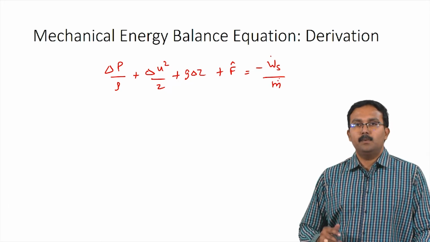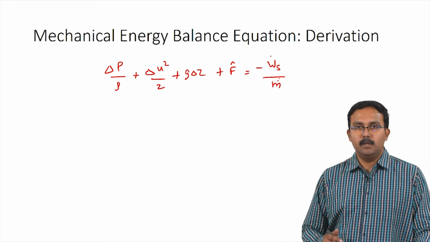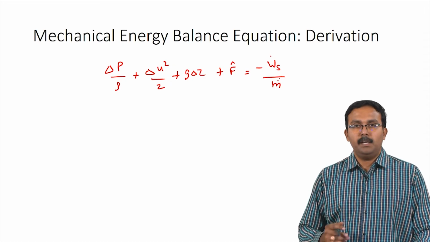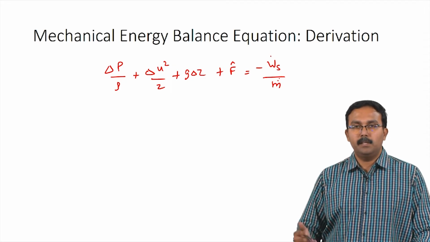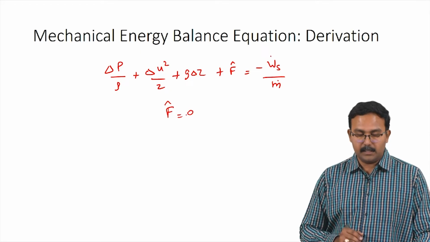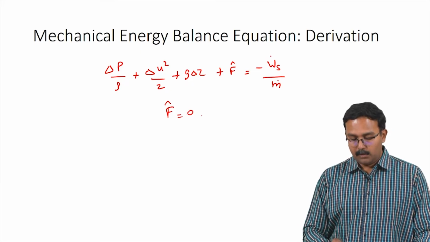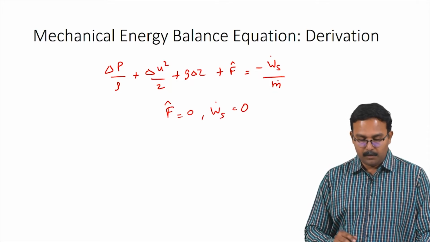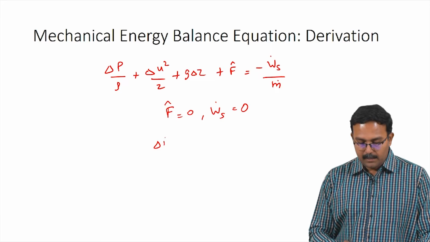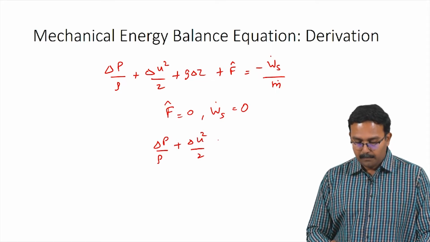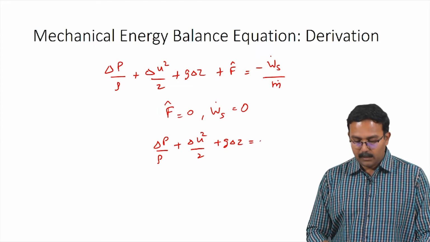In situations where the friction factor is equal to 0, such as smooth pipes and things like that, this F prime or F cap can actually be equated to 0. So, the friction factor can be 0 in certain conditions. If shaft work is also 0, then W S dot will also be equal to 0, giving the equation delta P divided by rho plus delta U square by 2 plus G delta Z equals 0.